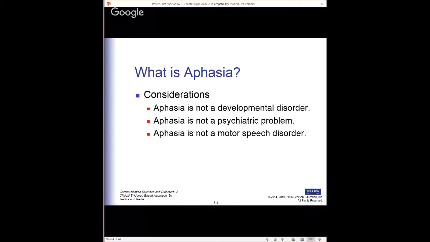Considerations for aphasia are that it is not a developmental disorder, it's not a psychiatric problem, and it is not a motor speech disorder. Additional terminology: dysarthria, which is a weakening of the muscles used for speech, and apraxia, which deals with motor planning and the output of speech.